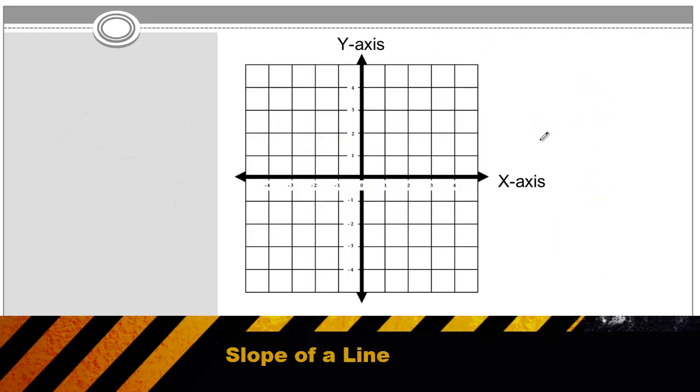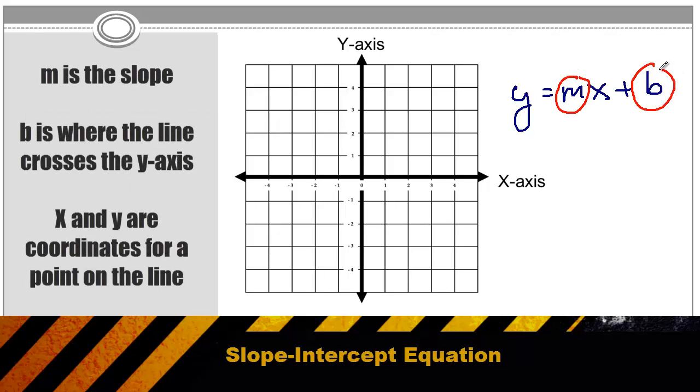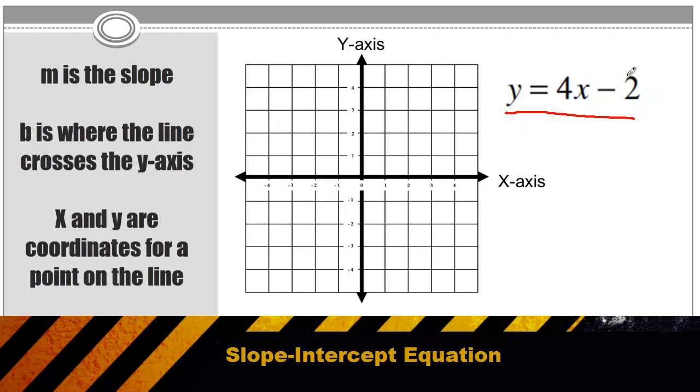The standard equation for describing a line on an xy plane is y is equal to mx plus b, where m is the slope and b is where that line crosses the y-axis. The x and the y will change depending on where you are on the line. So in this equation here, I know that the line is going to cross my y-axis at the -2 position, so I can plot my first point.